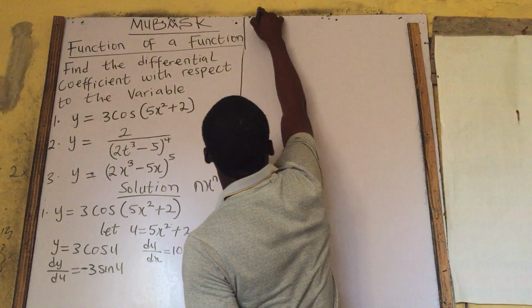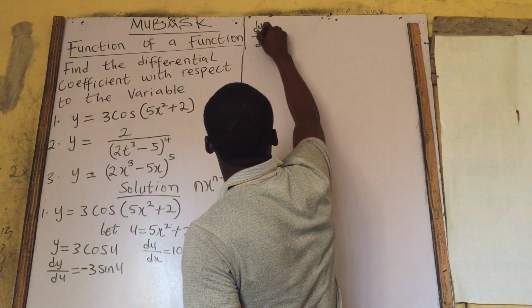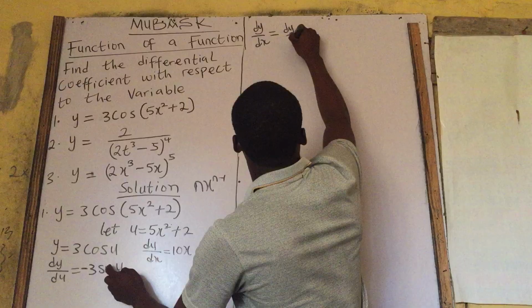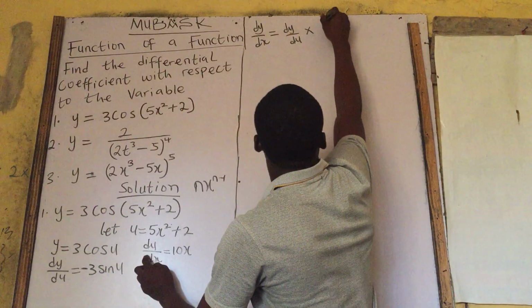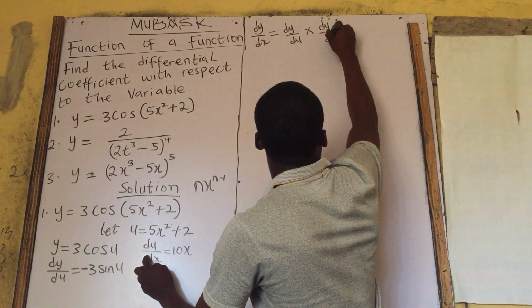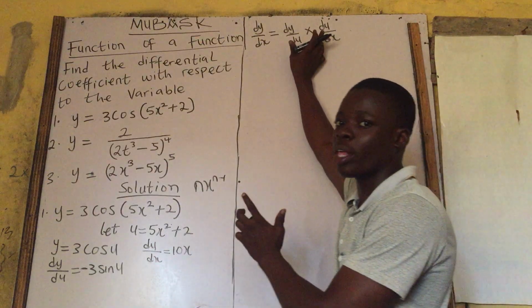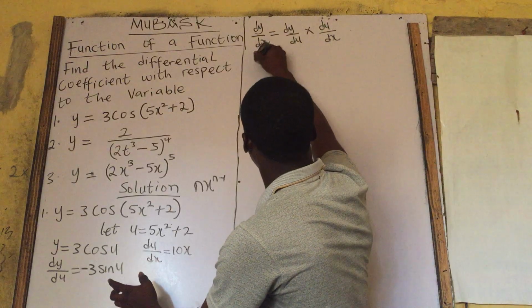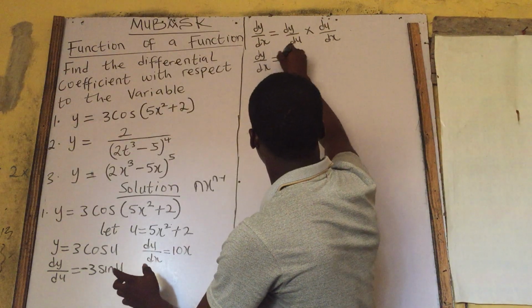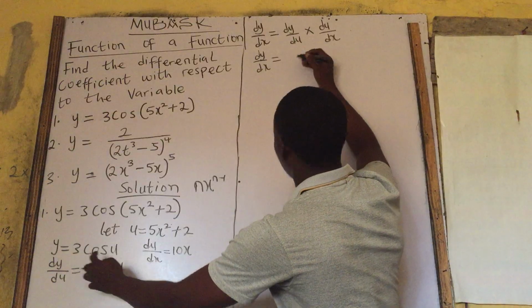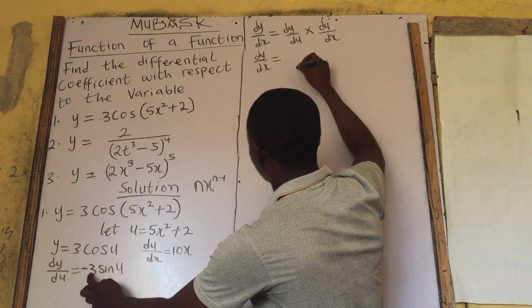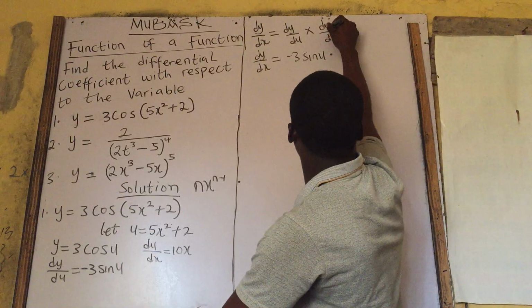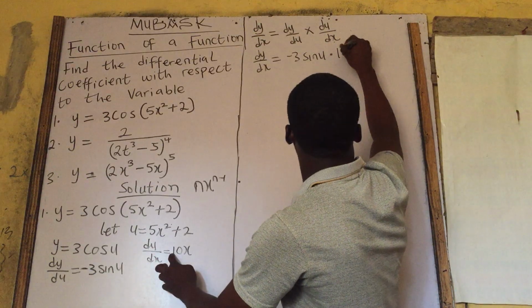From the formula, dy over dx equals dy over du multiplied by du over dx. Since I have obtained all the values I didn't know before, I can substitute them into the formula now. dy over dx equals what? Our dy over du is minus 3 sin u, multiplied by du over dx, which is 10x.